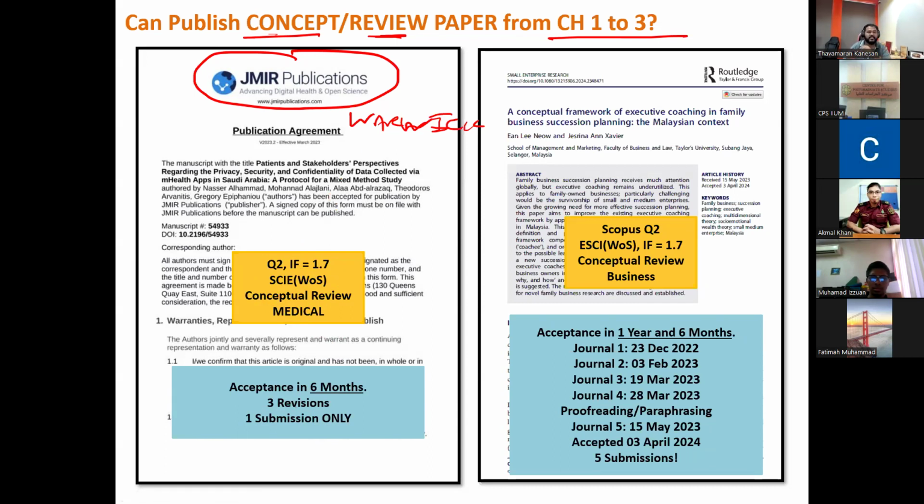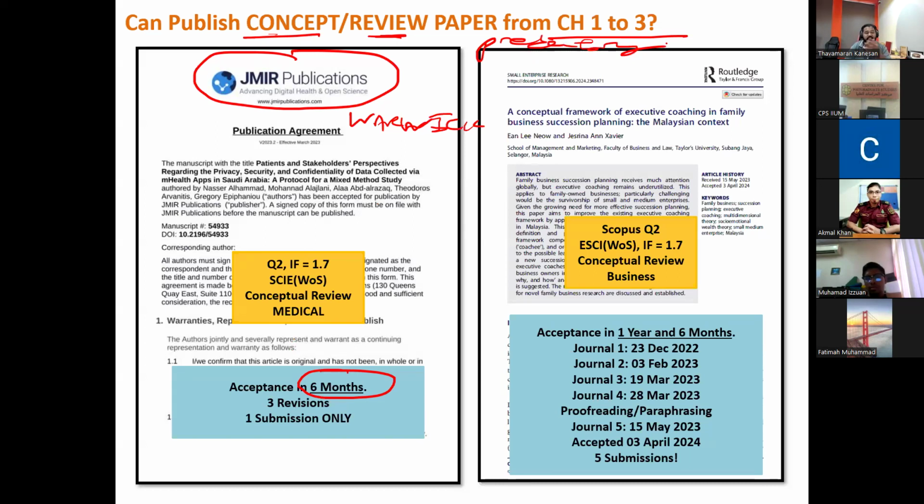If you ask me, at the present demographic, at the present environment, 6 months is considered very, very fast. So don't take this as the benchmark. This should be your minimum benchmark, 6 months. Anything earlier than that, you're considered very lucky, or that journal can be considered predatory. Remember the term predatory.